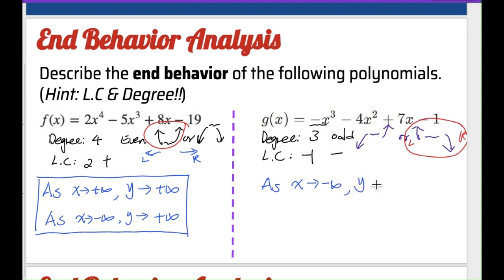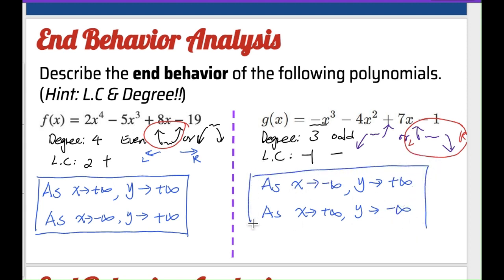So left side, of course, this time it goes up because it's a negative leading coefficient, but the right side goes down. So that's it. That's how we analyze end behavior by using degree and the leading coefficient. Next, we're going to change the perspective.